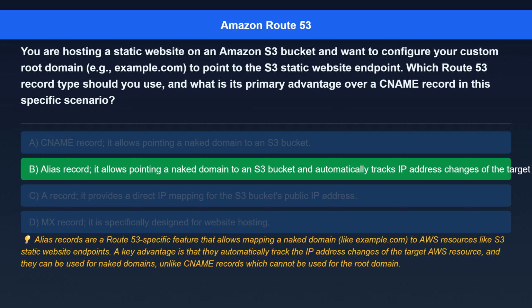The correct answer is alias record. It allows pointing a naked domain to an S3 bucket and automatically tracks IP address changes of the target AWS resource. Here's the explanation. Alias records are a Route 53 specific feature that allows mapping a naked domain, like example.com, to AWS resources like S3 static website endpoints. A key advantage is that they automatically track the IP address changes of the target AWS resource, and they can be used for naked domains, unlike CNAME records which cannot be used for the root domain.